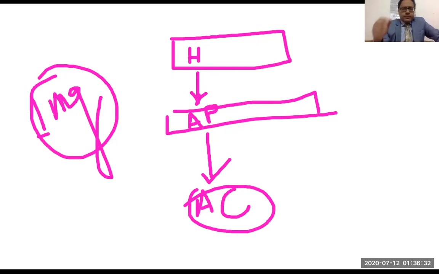So if a normal person is given 1 milligram, a low dose of dexamethasone, there is supposed to be a suppression of the hypothalamus and anterior pituitary, resulting in suppression of the cortisol level. But that would not happen in a patient with Cushing syndrome. That's the basic idea.